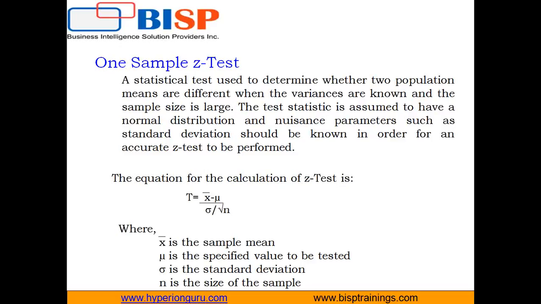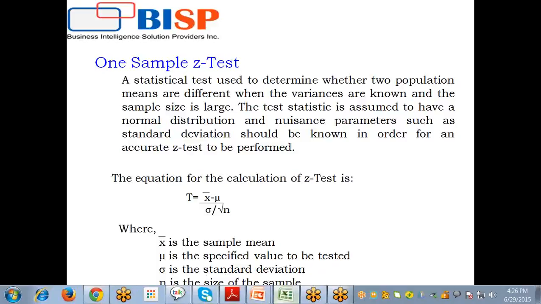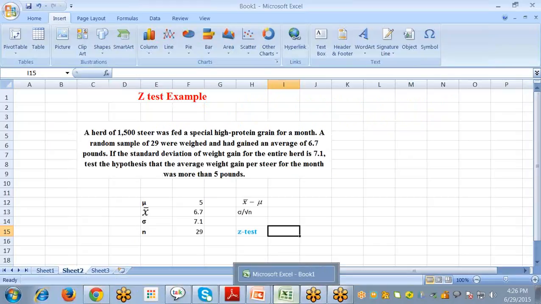So the formula for the calculation of z-test is z equals x bar minus mu upon sigma divided by square root of n, where x bar is the sample mean, mu is the specified value to be tested, sigma is the standard deviation, and n is the size of the sample. So let us understand this with the help of a simple example. I have an example of z-test.